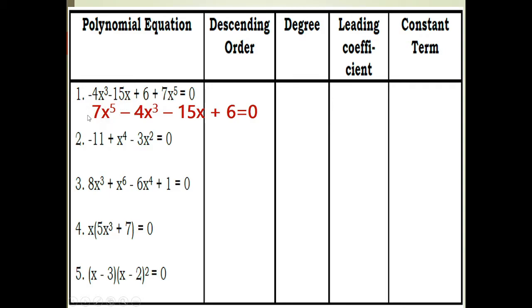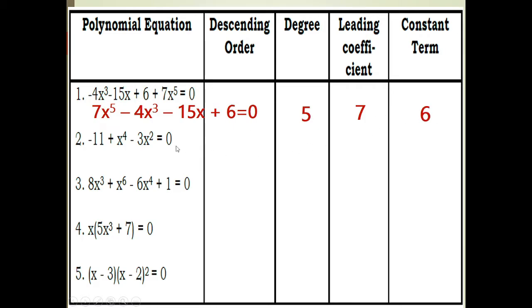Hindi na natin siya ilalagay kasi first term naman siya. So, hindi na natin kailangan ilagay na positive ang 7. Understood na yon. So, since naka-descending order na siya, pwede na natin kunin ang degree. So, heto siya, which is 5. At ang leading coefficient niya, syempre, kukunin din natin siya sa first term. So, 7. At ang constant niya ay, eto, 6.